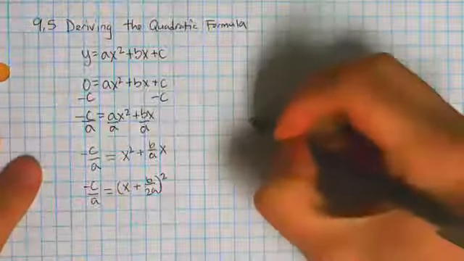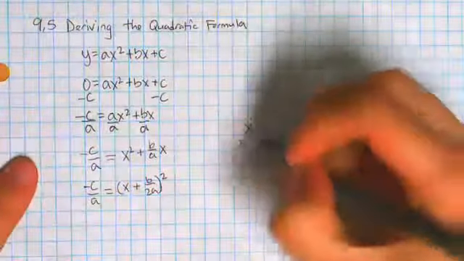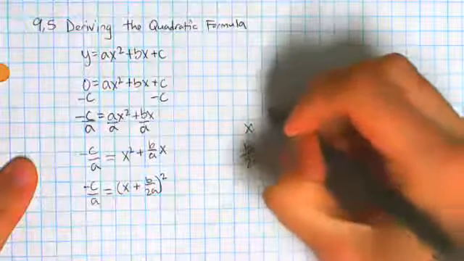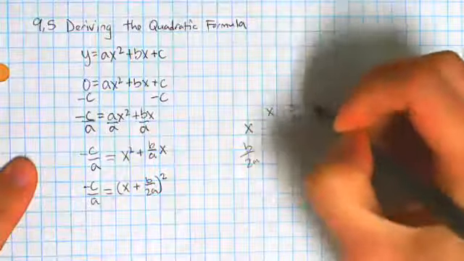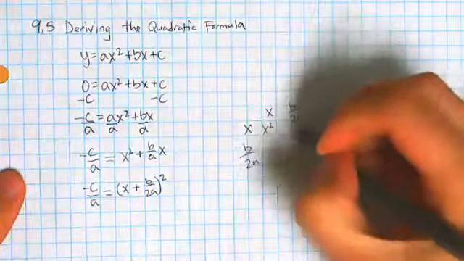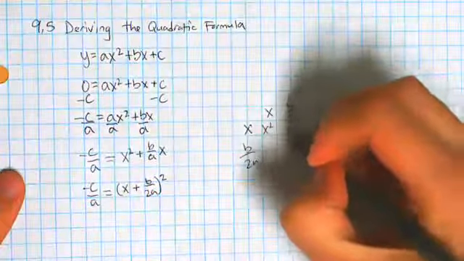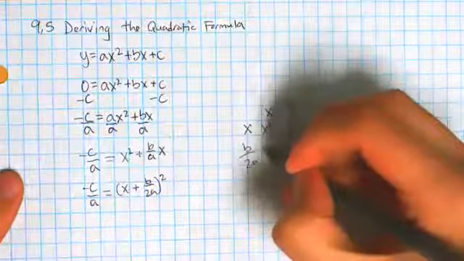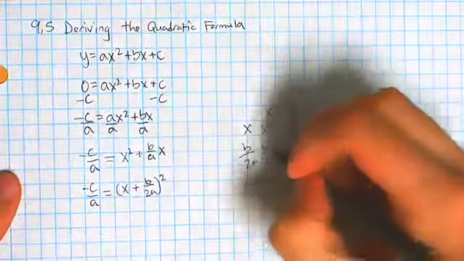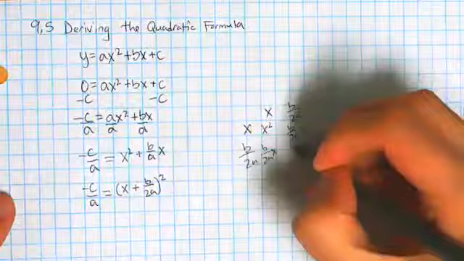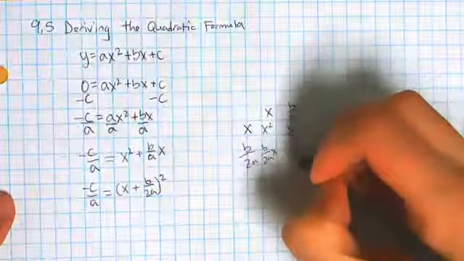And if we think about, by completing the square, what x plus b over 2a times x plus b over 2a is, well, x times x is x squared. x times b over 2a is going to be b over 2a x. x times b over 2a again here is going to be b over 2a x. And then b over 2a times b over 2a is b squared over 4a squared.